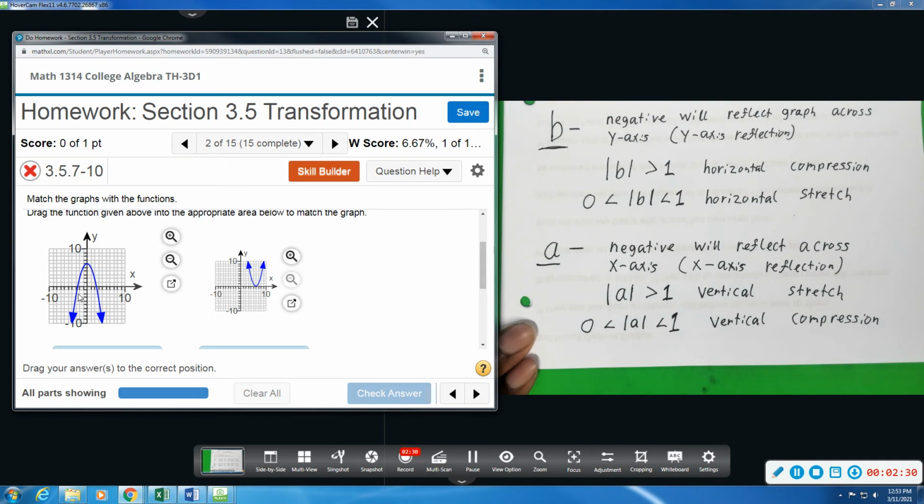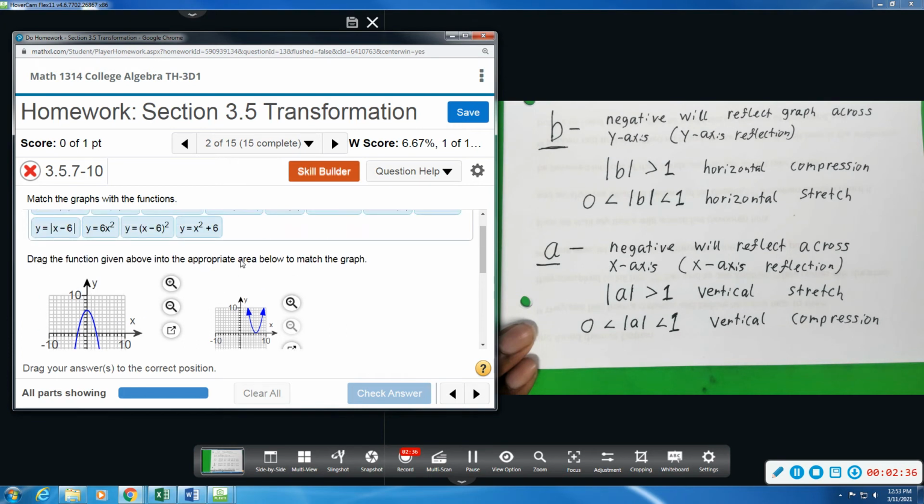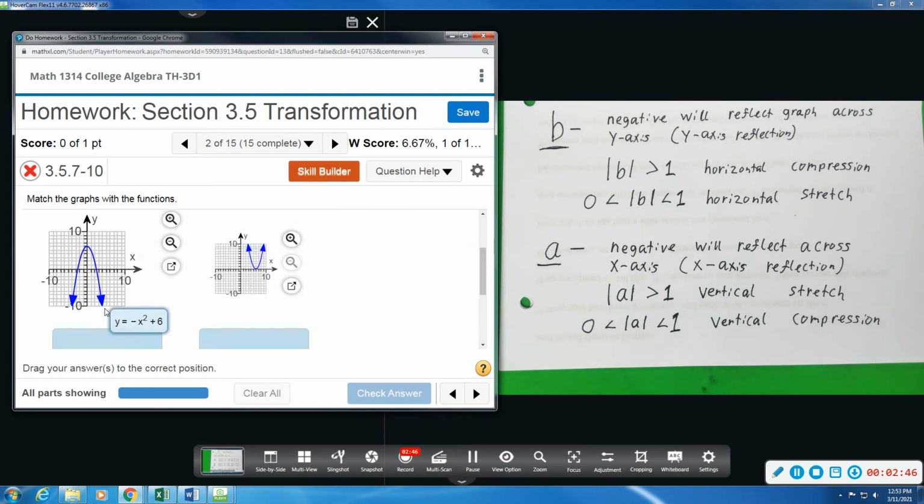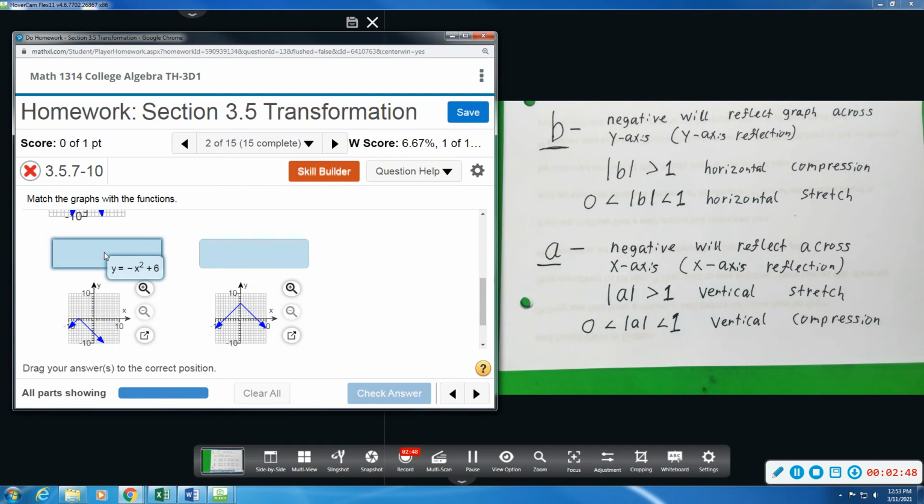So I'm looking for a negative out front of my x squared, and then a +6 at the back. That's the equation I'm looking for. A negative in front of my x squared and a +6 at the back. Right here. So you grab, drag, and drop it right here.